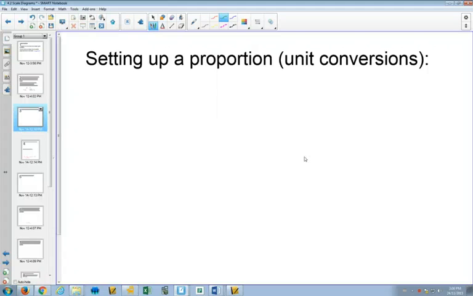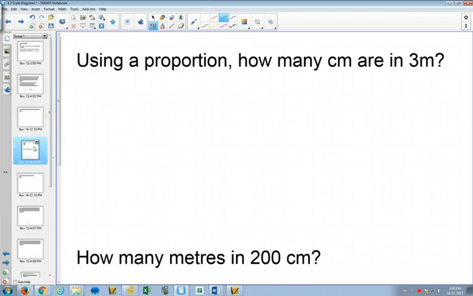All right, so this isn't in your note booklet, but this is just a little background of setting up a proportion, doing some unit conversions. How many centimeters are in 3 meters? Now, some of you might be able to do this directly because you've had lots of practice. How many people know the answer right away? Okay. If you don't, you can set up a proportion.